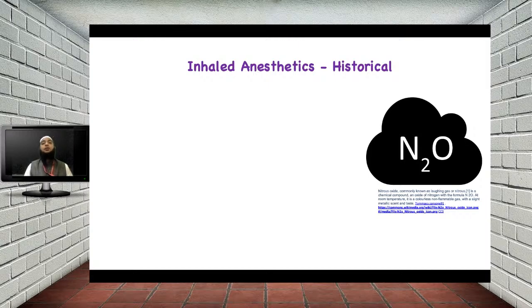Let's start with a historical anesthetic agent, that is nitrous oxide. It is one of the very old anesthetic agents, and it is one of the inhaled anesthetic agents. Although it is very old, it is still used as an inhalation anesthetic agent. Since it is a very old drug but still used, it is called the historical inhalation anesthetic drug.